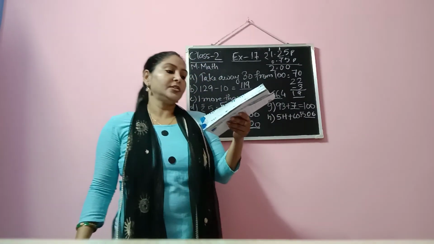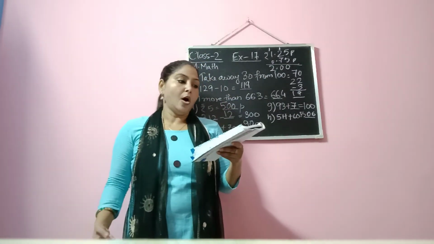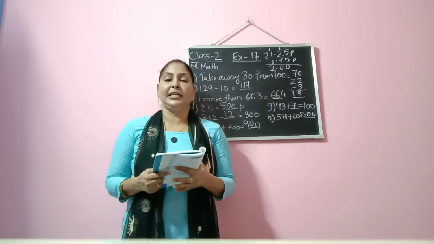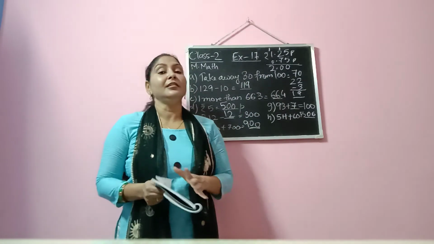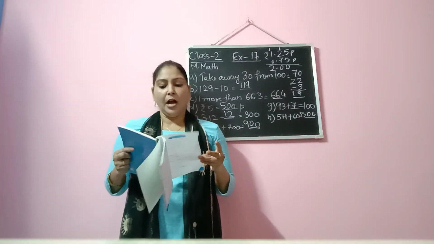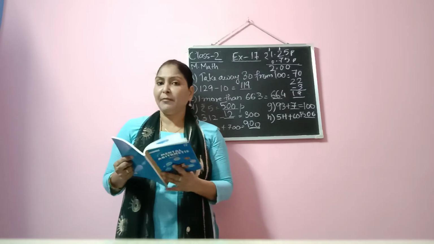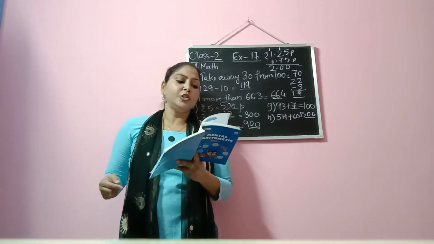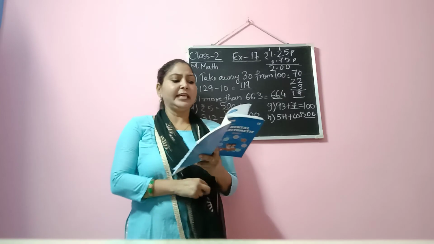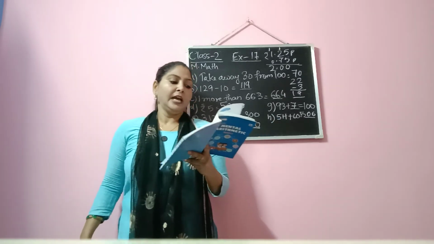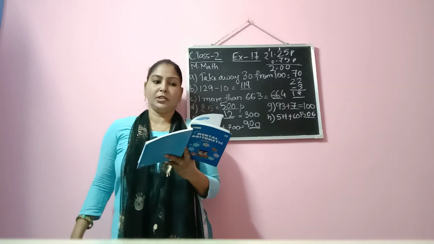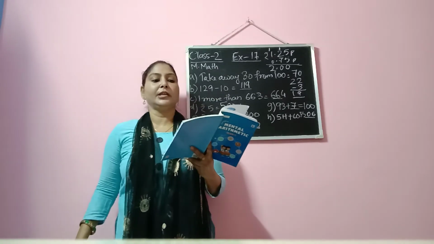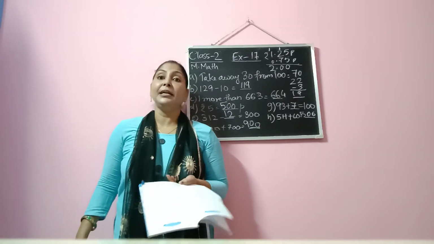So this is your question number J of exercise number 17. Now we have completed exercise number 17. Exercise number 18 I am not going to discuss with you, which you will be doing by yourself. Similar types of questions are there and you have to do them yourself. Now we have another exercise, that is exercise number 19.